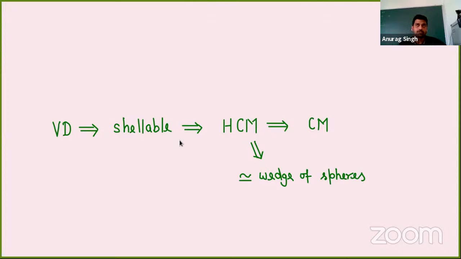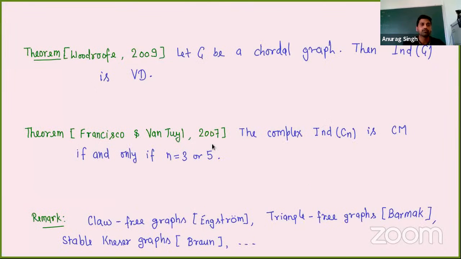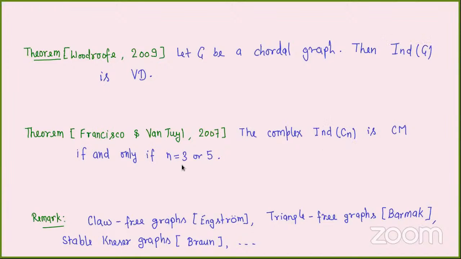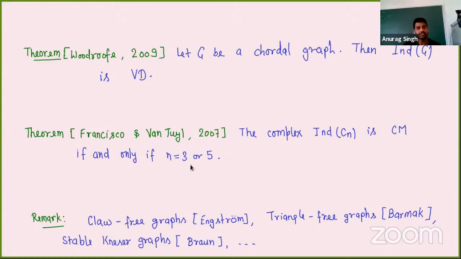In topological combinatorics, a very active area of research is the following: you find simplicial complexes which belong to some class but not the previous ones. Independence complexes have contributed in this direction as follows. Woodroofe in 2009 proved that the independence complex of any chordal graph is vertex decomposable, so it satisfies the strongest property. And Francisco and Van Tuyl in 2007 proved that when you restrict yourself to cycle graphs, these complexes are Cohen-Macaulay if and only if the length of the cycle is 3 or 5.